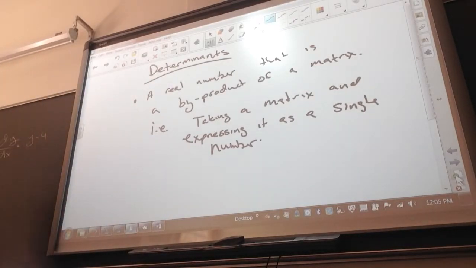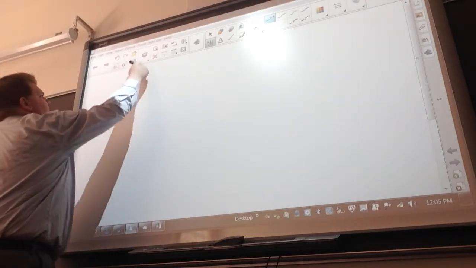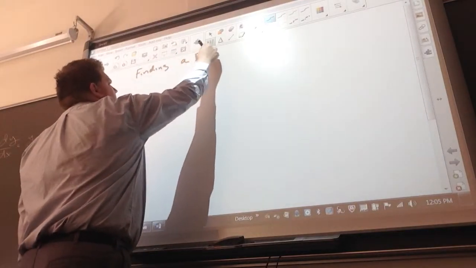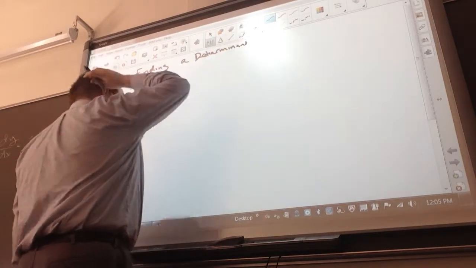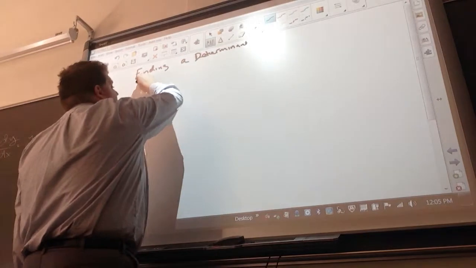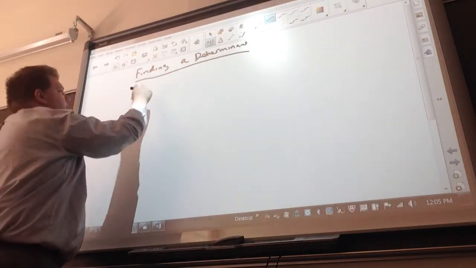Now, to find a determinant, okay, what did that say under IE? Expressing a matrix as a single number, okay? Okay. First, you can only find determinants for square matrices.